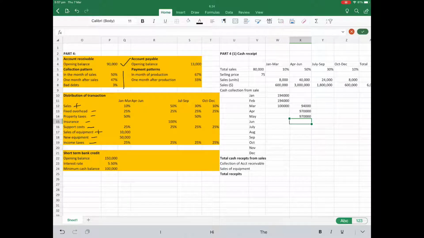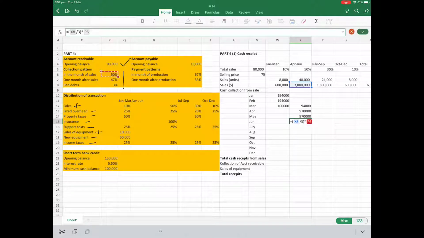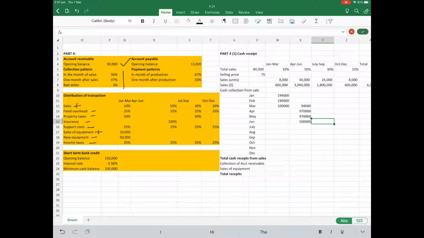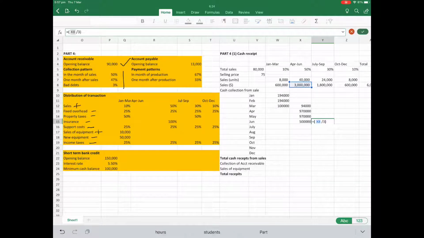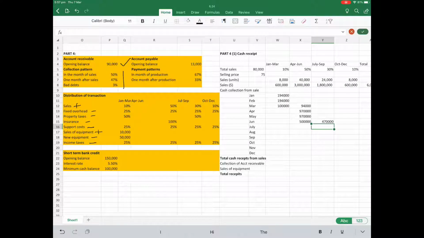And June for quarter 2 is similar to March in quarter 1. So we only collect 50% and then 47% we collect in July, which is quarter 3.